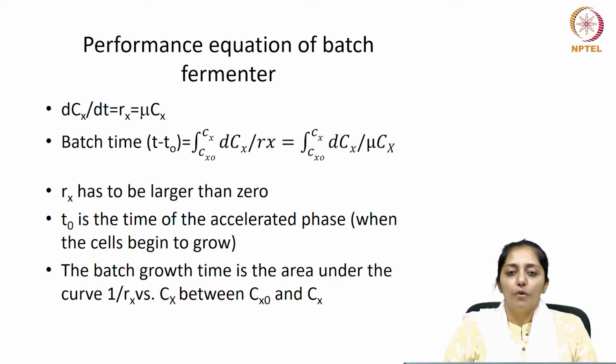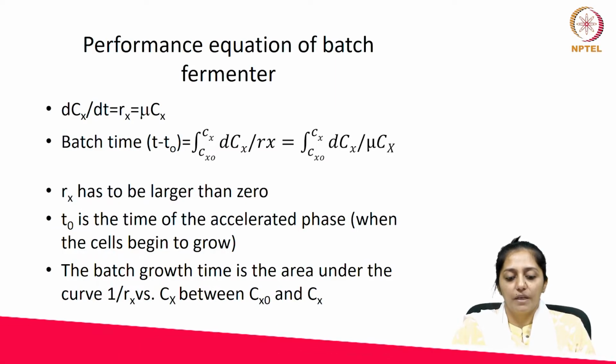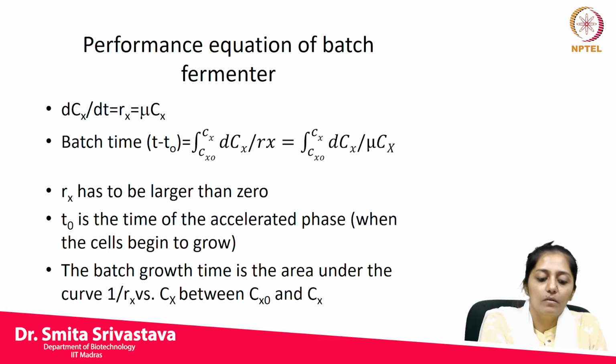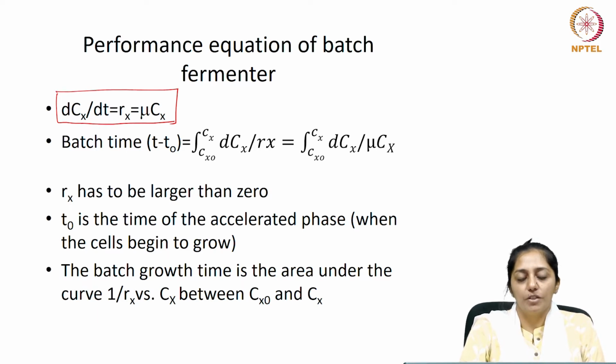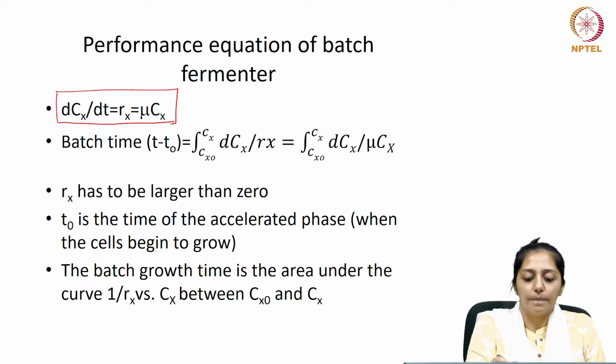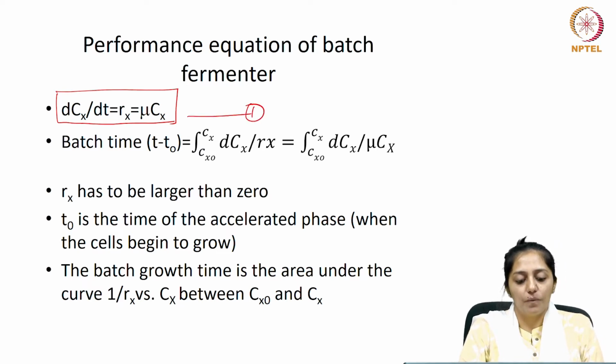Now to draw a performance equation for a batch reactor, we know the first equation, which demonstrates how the cell concentration will change with time, or the growth rate of the culture in a batch, which is equal to mu times Cx. Let's call this equation 1.